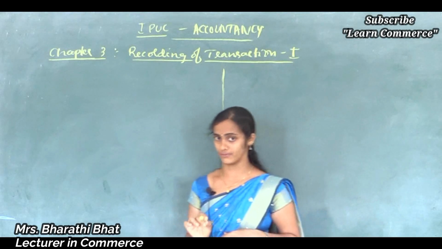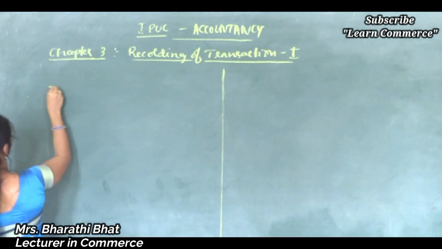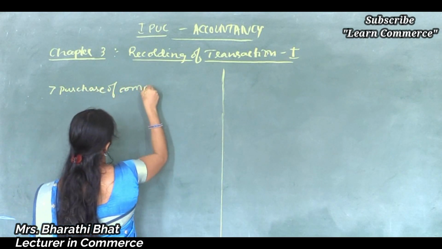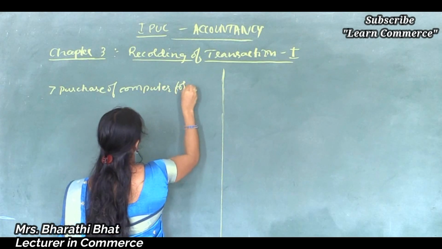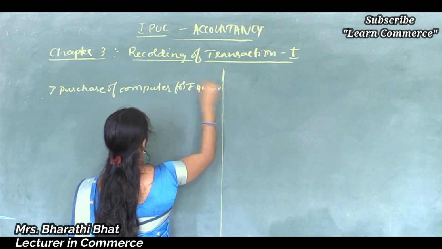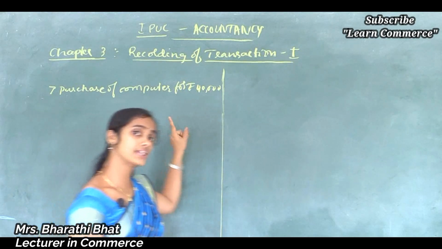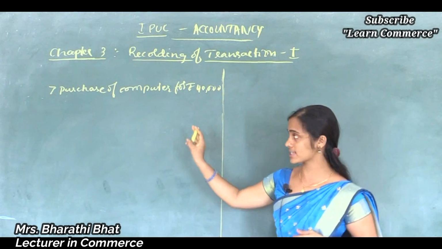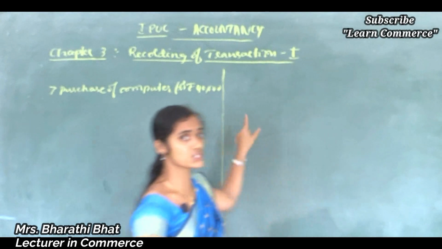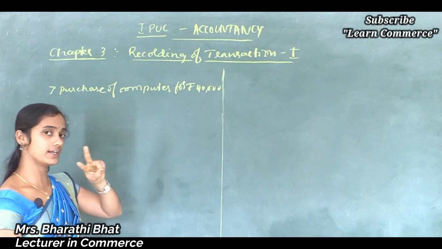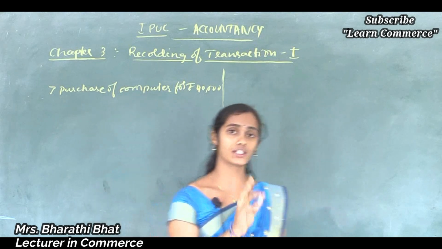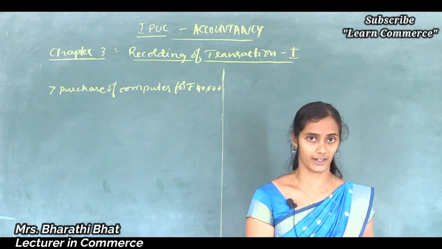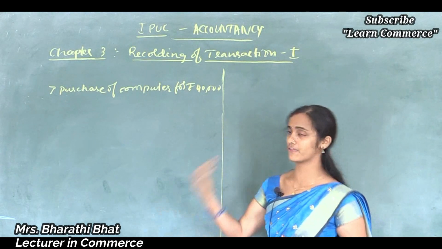So here you should find that purchase of computer for rupees 40,000 is a transaction. It is a business transaction, and it is a simple transaction, but this transaction involves two different accounts. It means this transaction affects two different accounts. One effect is the take aspect, another effect is the give aspect.